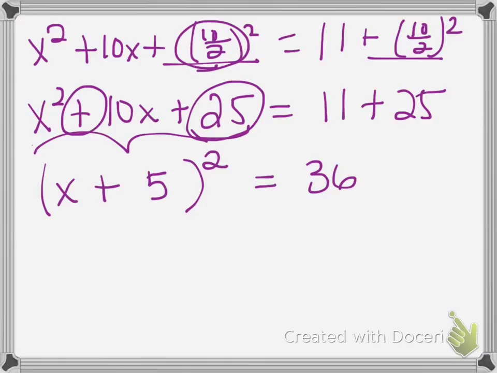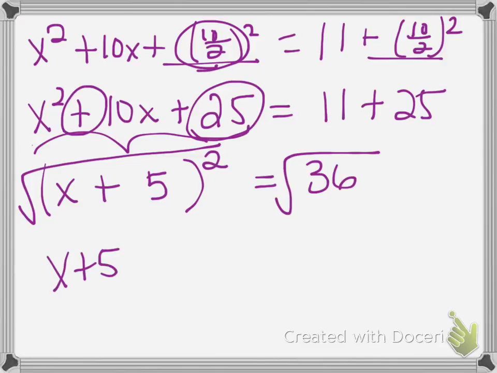My goal is to find out what x is. That's the whole point of this, to solve for x. This whole thing is squared, so in order to solve for x, I'm going to have to take the square root. I take the square root of the quantity x plus 5 squared. All that does is remove the square. So now I have x plus 5.